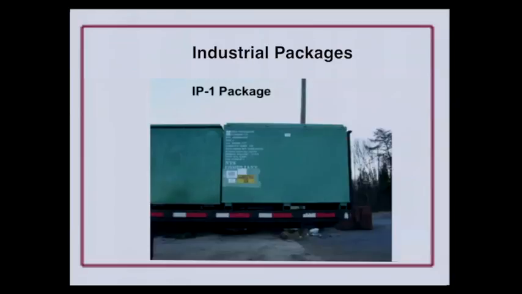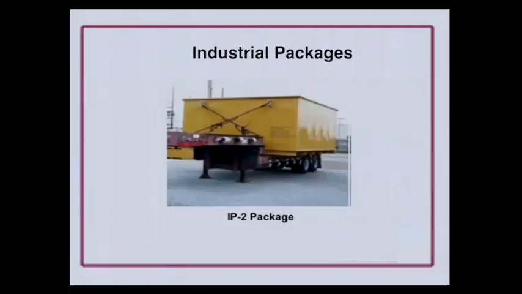Give you an idea, the green box is the IP. I think it's on a rail car here. That's an IP2.